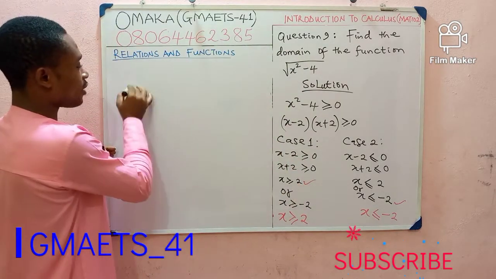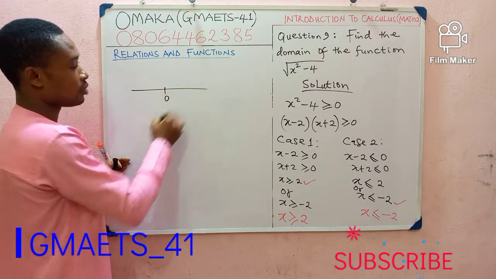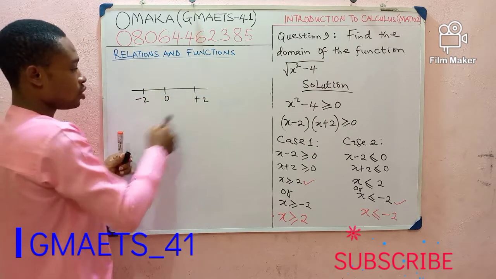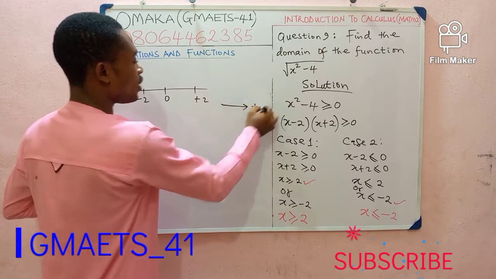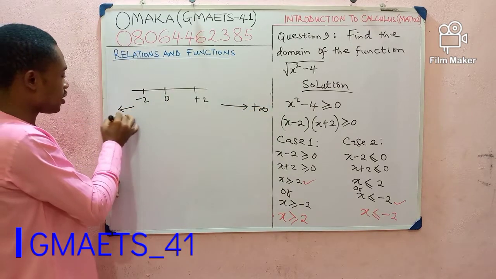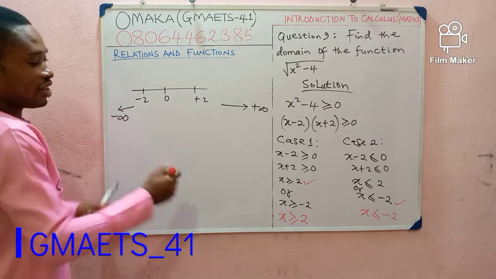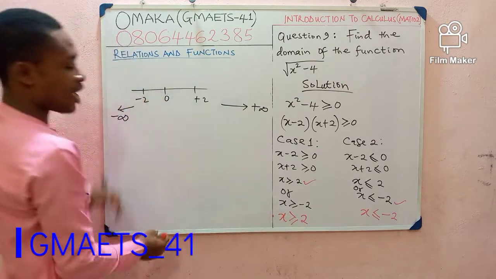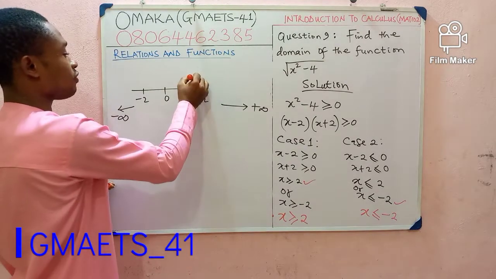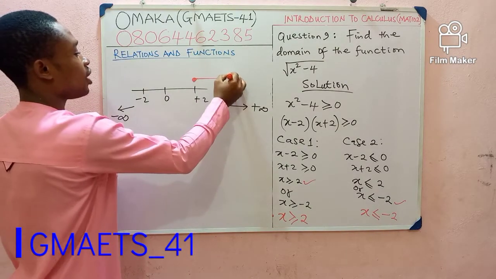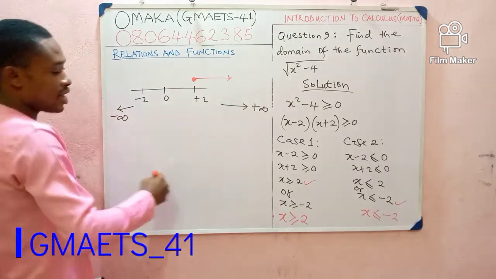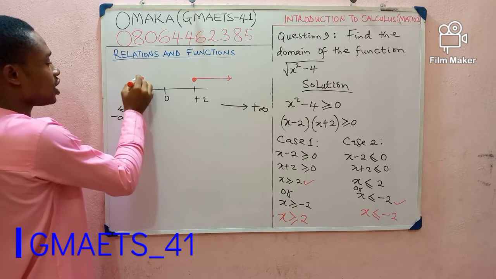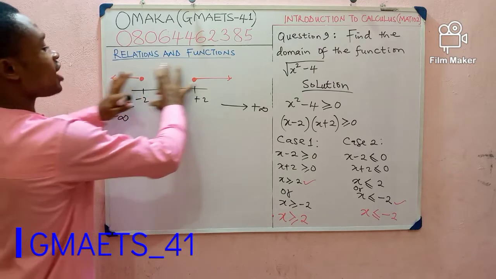Let us draw the number line of that. 0, let me take it as positive 2, and here as negative 2. You know that this goes to what? Positive infinity. This goes to negative infinity. Now, if I draw the number line inequality for x to be greater than or equal to positive 2, it will start from here and go this way. Is that not so? And then if you draw for the other part, x less than or equal to negative 2, it will go this way. You see that this is apart.